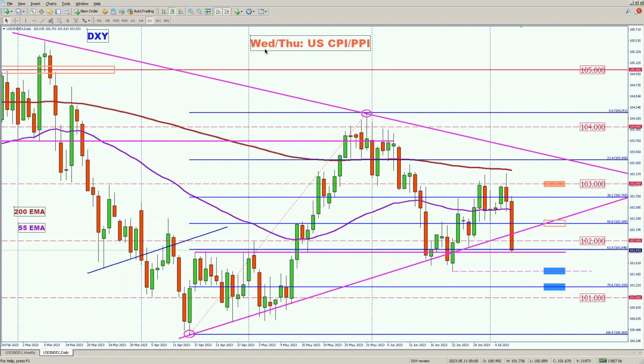All right, so we'll see whether the CPI and PPI figures will reverse the situation or provide more data to drive the US dollar lower, especially if the CPI comes down lower than expected.